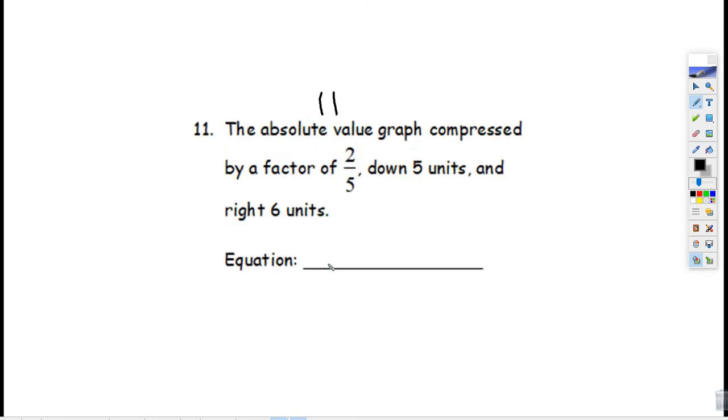So this is the absolute value compressed by a factor of 2/5, down 5 and right 6. So I'm going to have 2/5 on the outside. Left and right goes on the inside, so if it goes right 6, that would be inside is opposite, and then 5 units down is minus 5.